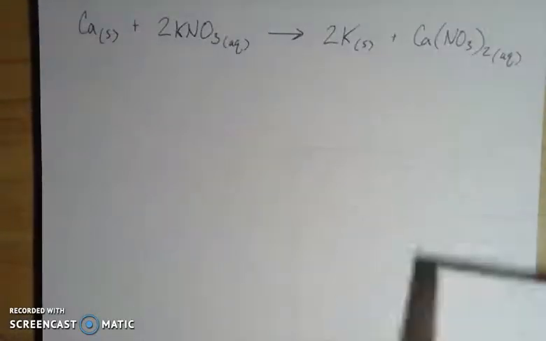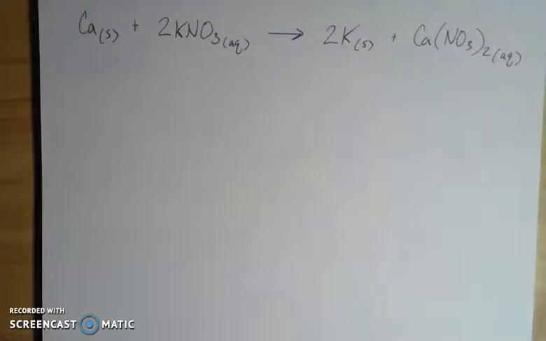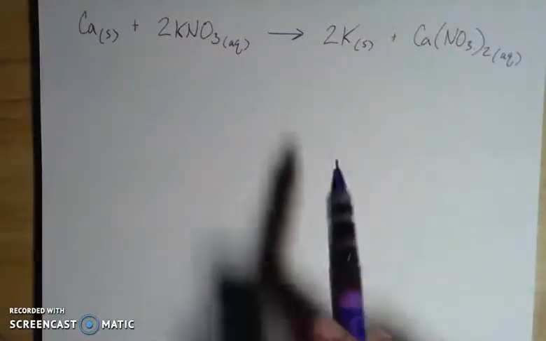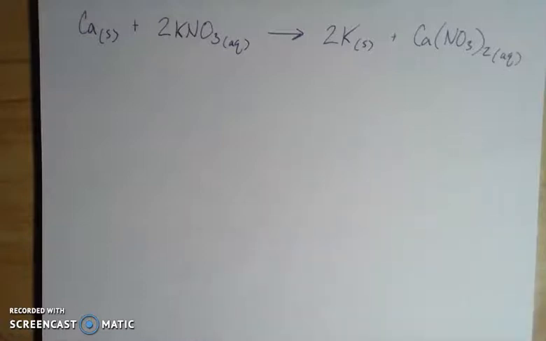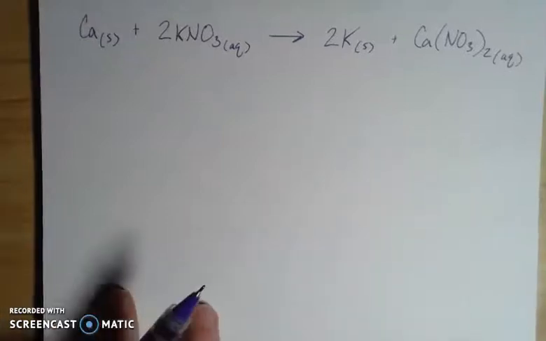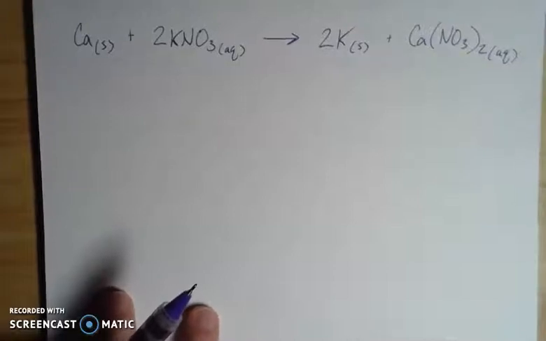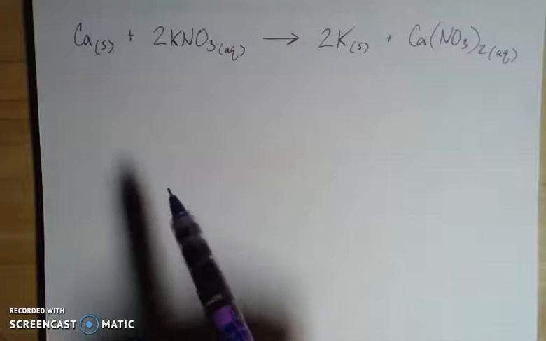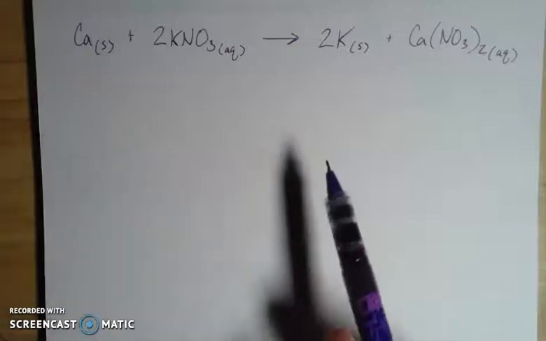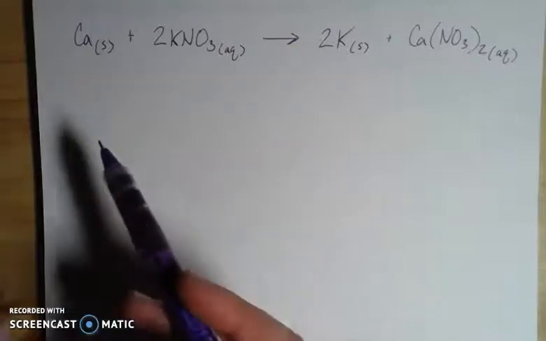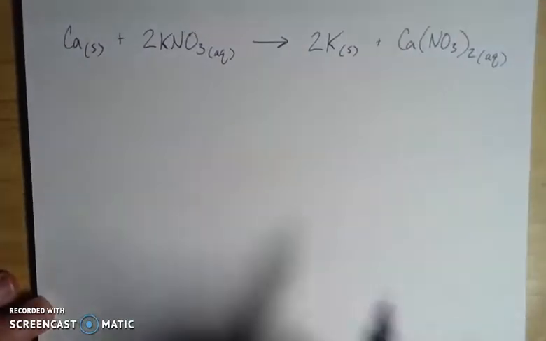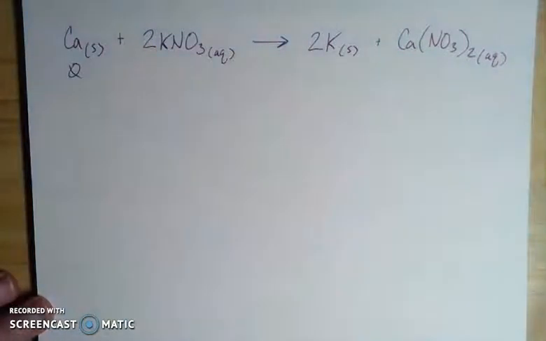Now let's apply it to a problem. I have my chemical equation here. I have calcium with potassium nitrate, which gives me potassium and calcium nitrate. If we wanted to say, is this a redox process, the first thing I need to do is apply those rules and assign the oxidation numbers. If I look at my calcium here, it's all by itself. It's all alone, so it is 0.